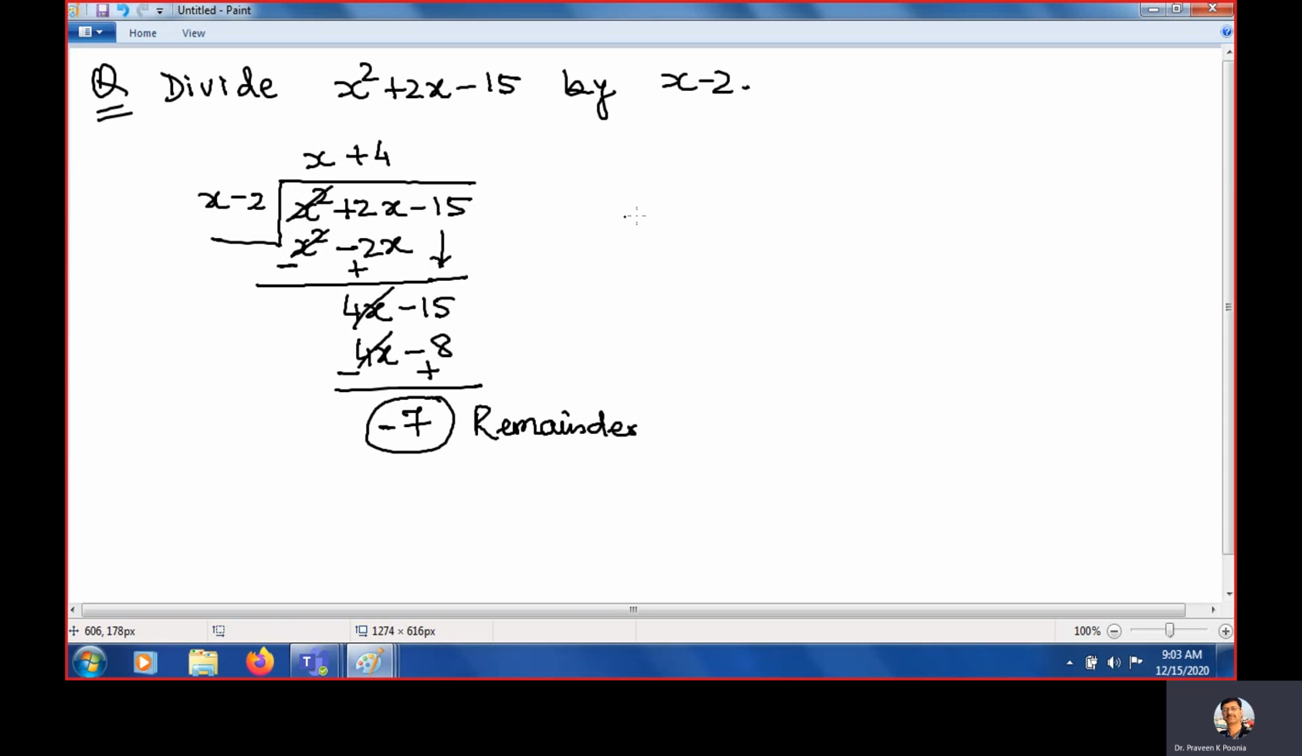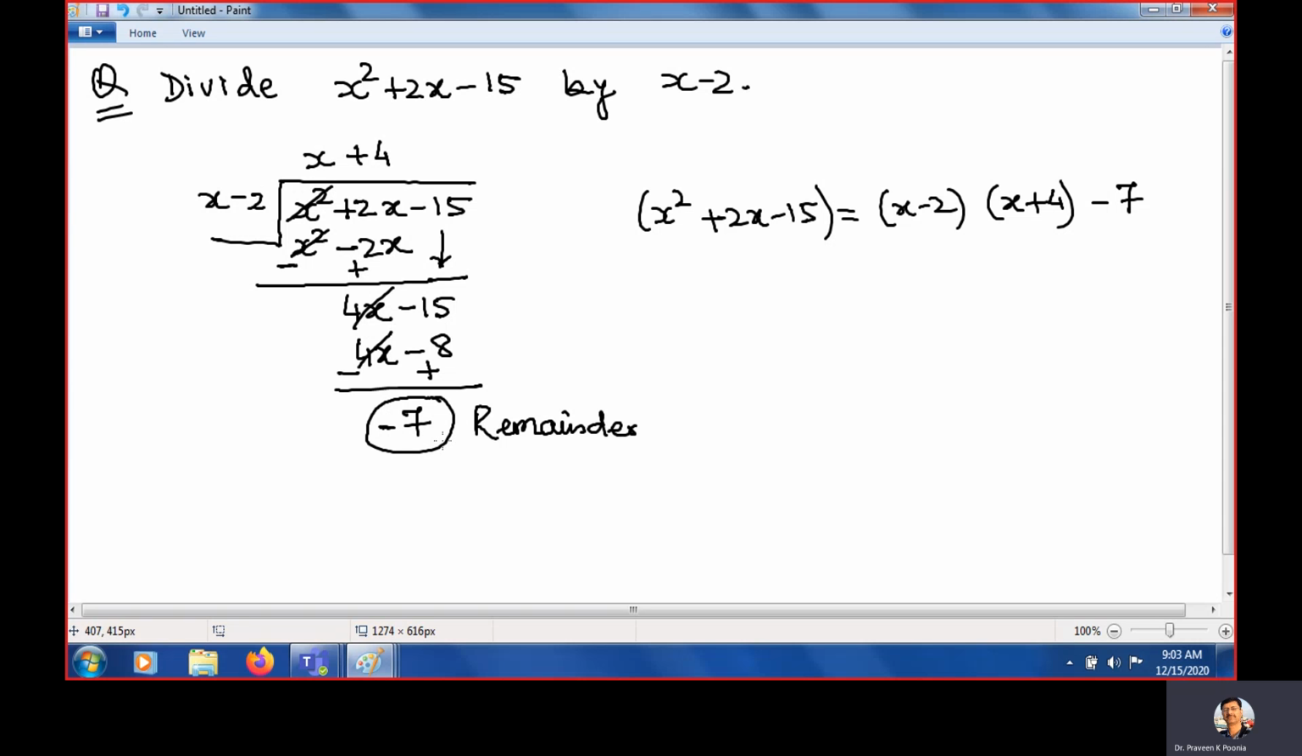Clear? And if we want to write this in standard form, x square plus 2x minus 15 equals this into this, (x minus 2) and (x plus 4), and this is remainder 7. Clear?